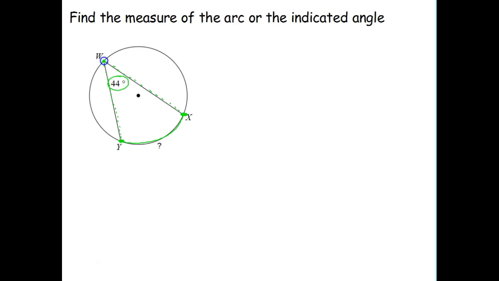We also know that W is an inscribed angle because its vertex is on the circle. So in order to find this arc, we have to remember the relationship between an inscribed angle and its intercepted arc. We know that the arc is twice as big as the angle. So if we know what the angle is, we just multiply that by 2, and we can see that the arc is 88 degrees.